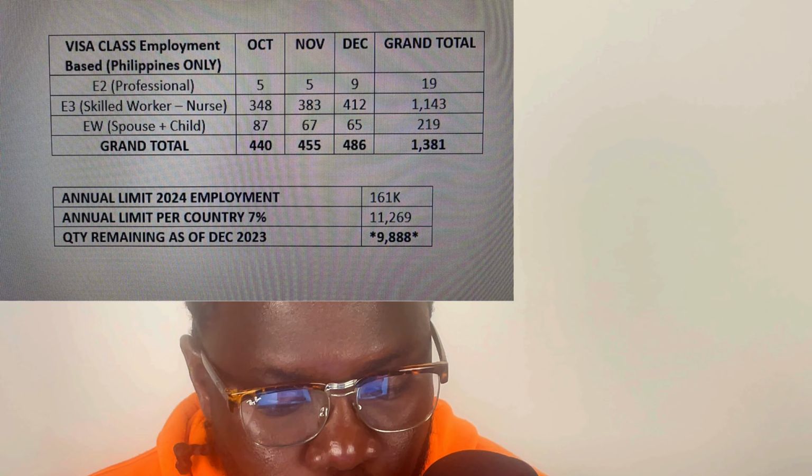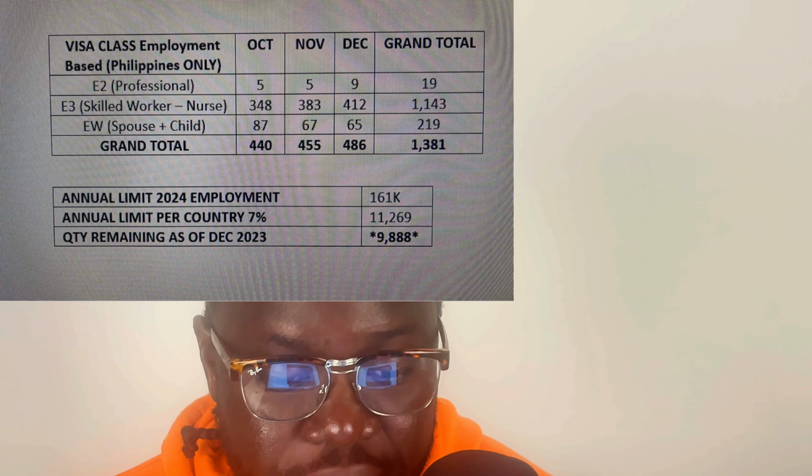In E2, in October, they issued 5 visas. And then in November, they issued 5 visas. And in December, they issued 9 visas. These are for people under the E2 category. So in total, they issued 19 E2 visas in October, November, December.